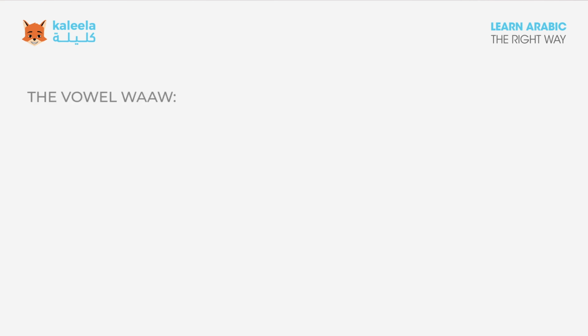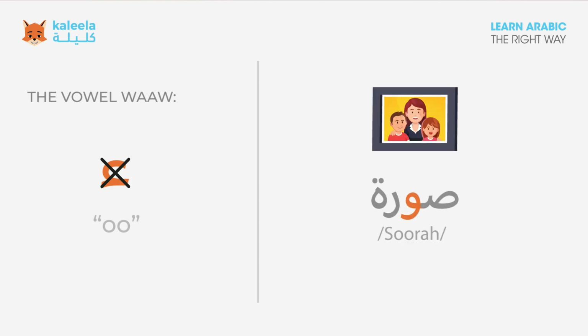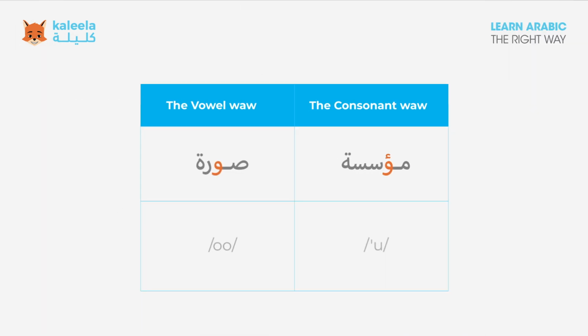The vowel waaw, when it comes at the end of a word or in the middle without the mark Hamza on top, sounds like a long oo, as in moon. Let's take a look at an example. Surah, which means photo. Here the waaw looks like the number 9 in English. مؤسسة, surah. Can you hear the difference?